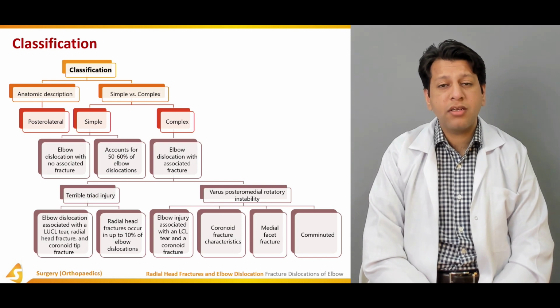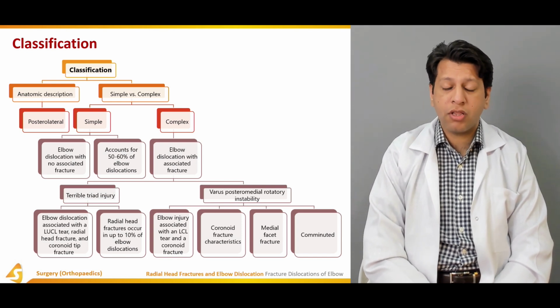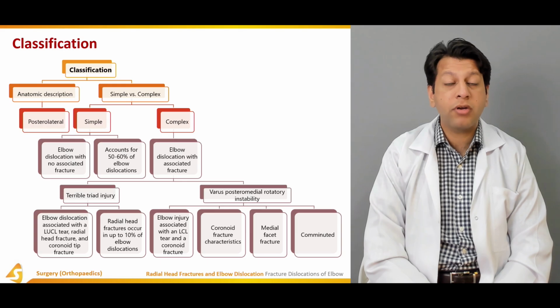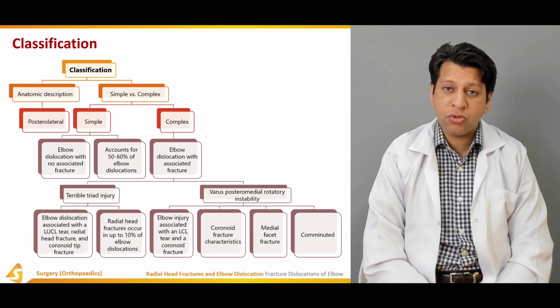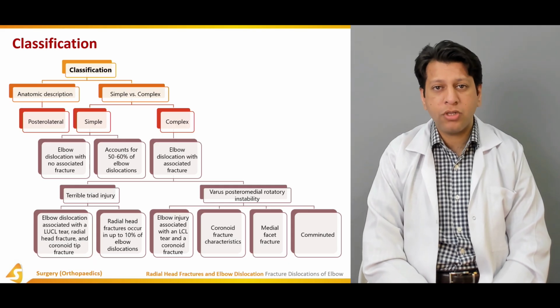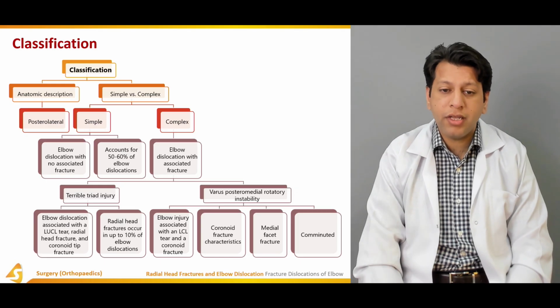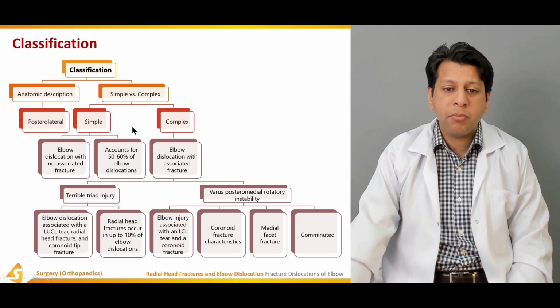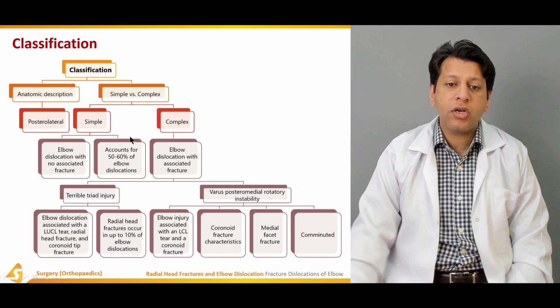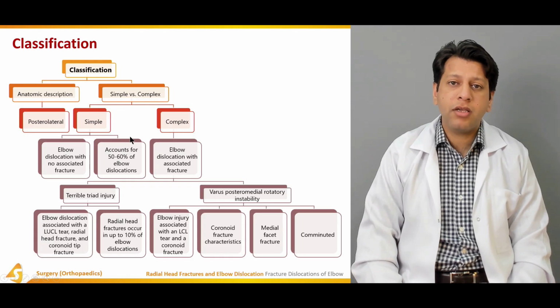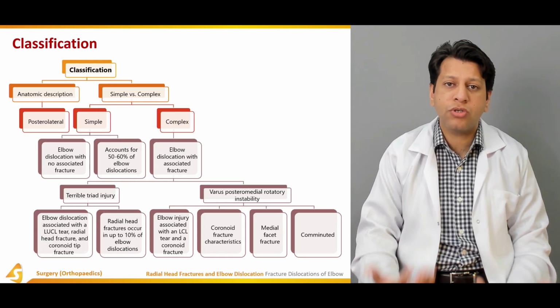Now that is how we classify the elbow dislocation most of the time. There is an anatomic description, depending upon in which position it has dislocated. The most common is the posterior lateral, sometimes only posterior and sometimes posterior medial as well. The other option is simple versus complex. What is simple versus complex? Simple is that it's a dislocation only.